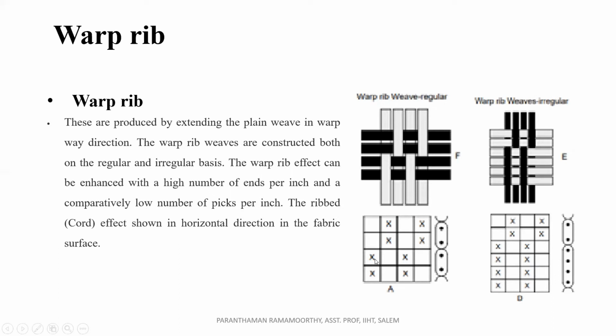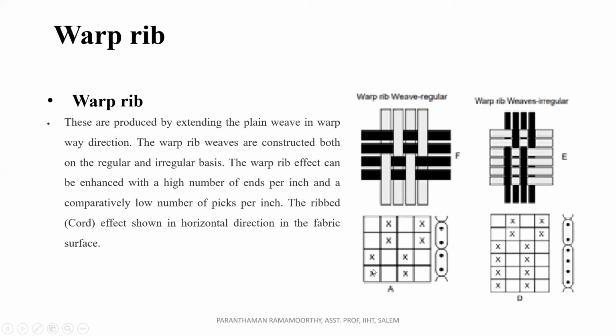See the design. So the plain weave is extended in the warp direction. The first one, figure A, is the regular warp rib weave. Why are we calling it regular? Because the interval between these two peaks is equal. These two ends are equal. See here, two up, again two down. In the same way, alternately, we can arrange two down and two up.